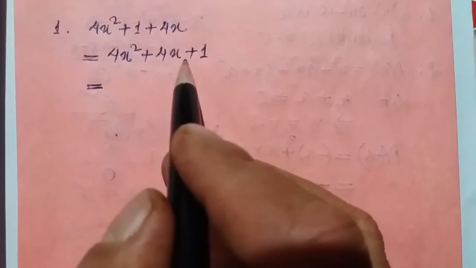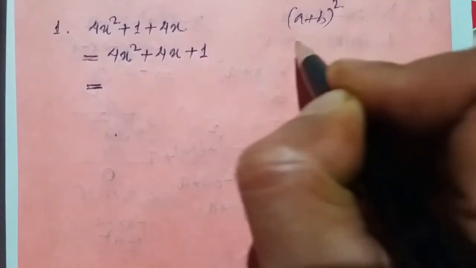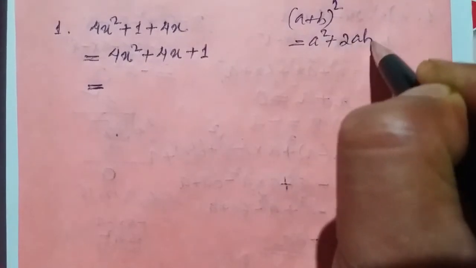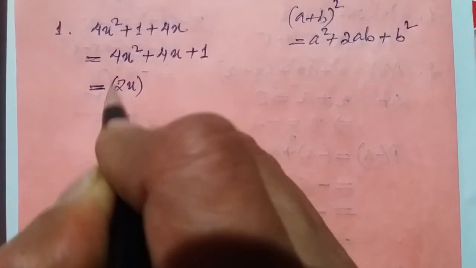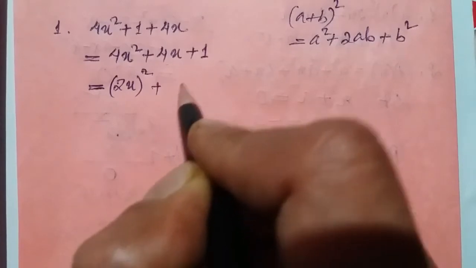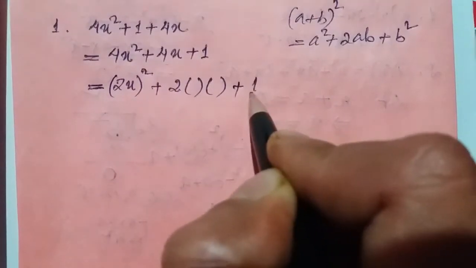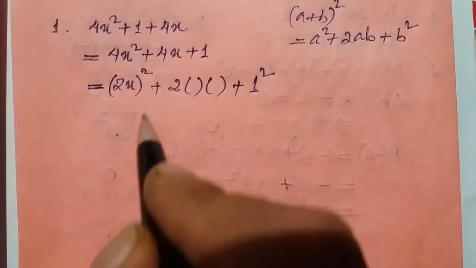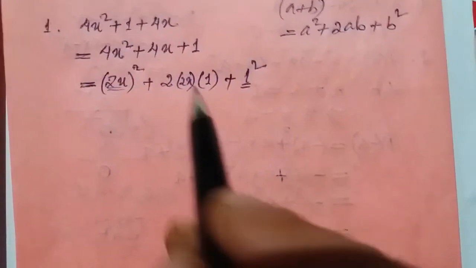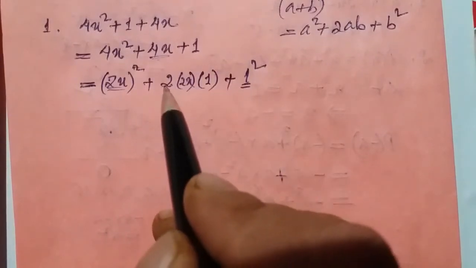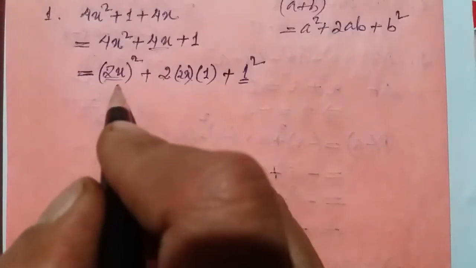But in this case, I'm not going to use splitting the middle term. I will be using the identity a plus b whole square, which is a square plus twice ab plus b square. Here you can write 2x square, and then you leave this middle term twice like this. This is a technique, and the last term is 1, so you can write 1 square. Now whatever you have written here you write here, and whatever you have written here you write here without the square. So now let's see whether we are getting 4x or not. 2 2s are 4, 4 1s are 4, so we get 4x, which is correct.